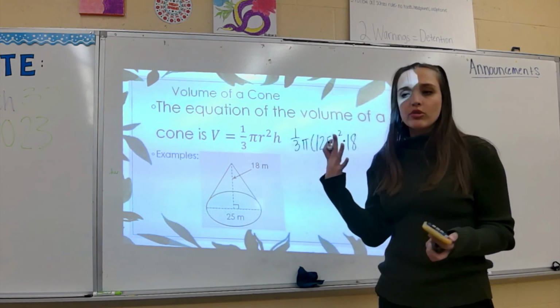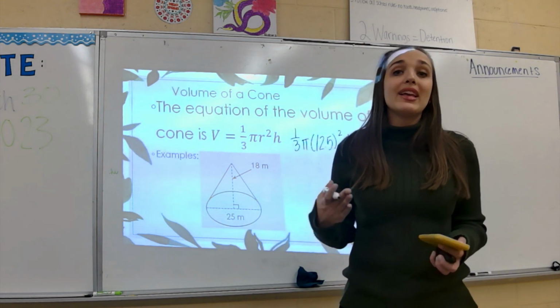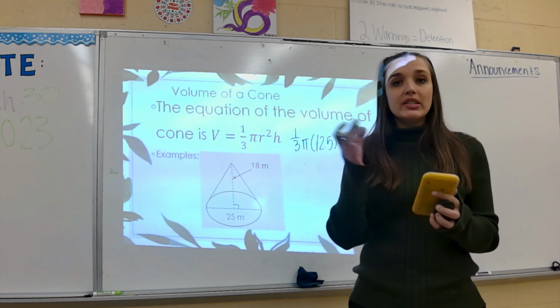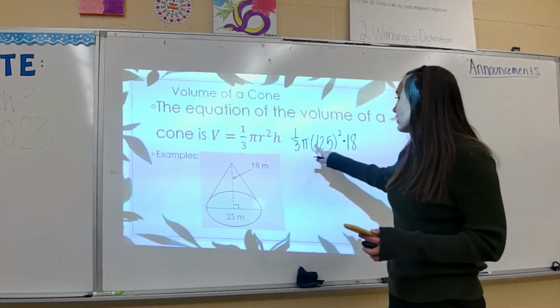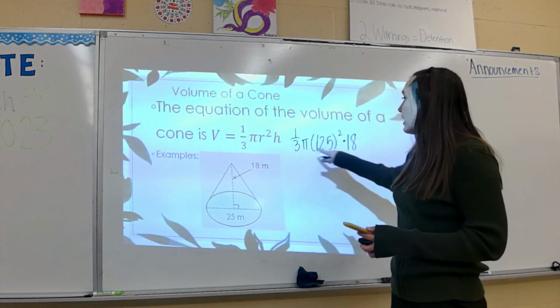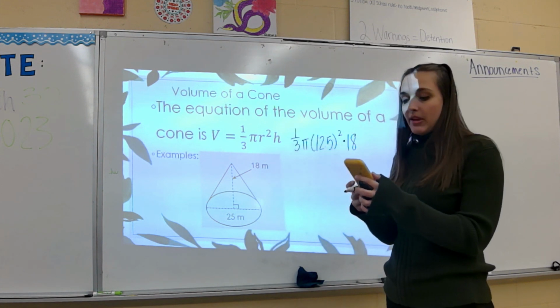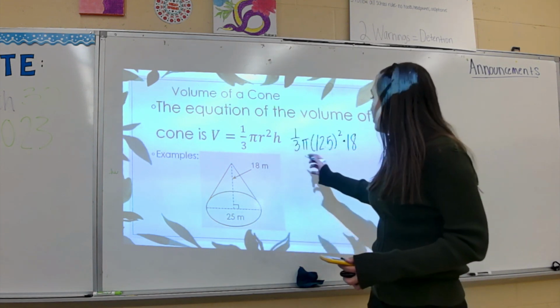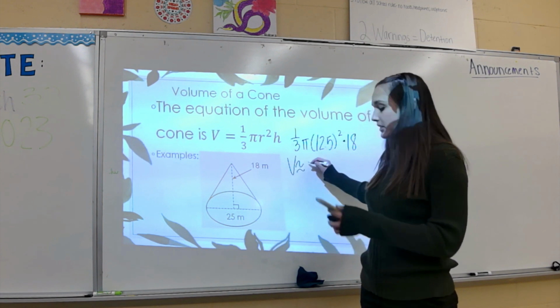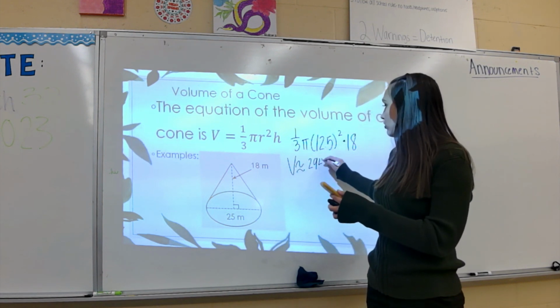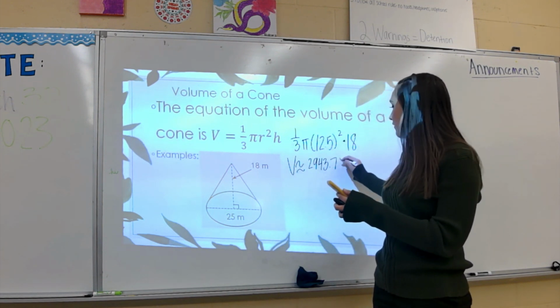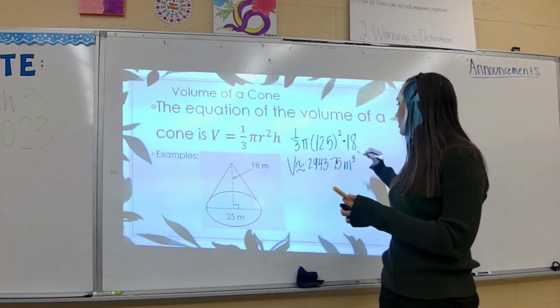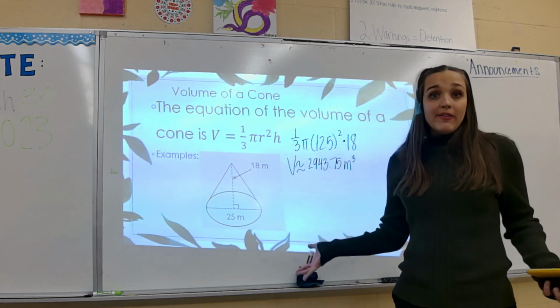And if we remember our rules, multiplying by 1/3 is the same thing as dividing by 3. So I'm going to take what I just did, this times this, and divide it by 3 to get my volume of that cone. And when I do that, I get my volume as approximately 2,943.75 meters cubed. And that will be my final answer.